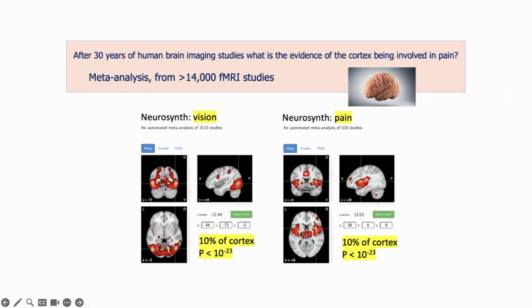And similar to vision, we see 10% of the cortex being activated for painful tasks. Our statistical confidence for its highest value is essentially the same as in vision. So about the same amount of tissue is activated, with the same statistical confidence of its activity being related to pain as opposed to any other condition. But there's a big difference between the two.